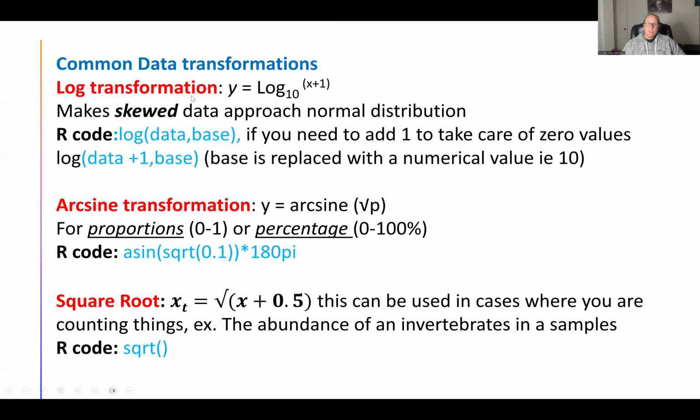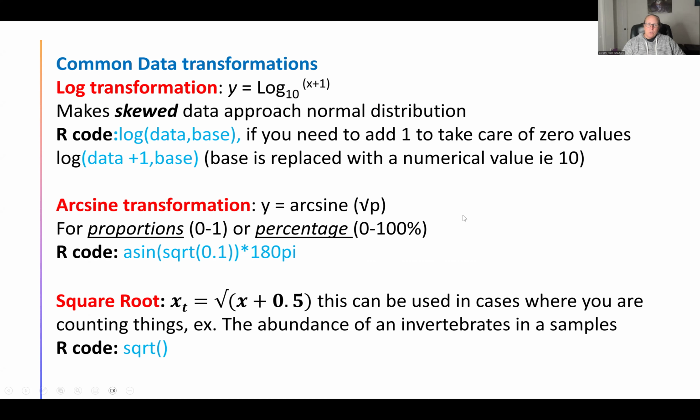There's a log transformation, which takes your skewed data and creates more of a normal data set. This is the code right here, log of data, base. If you need to add 1, say you have like a bunch of zeros in your data, then you have to do data plus 1. Base is replaced with the numerical value of 10. So you would put data plus 1 and then 10. And that's what this log transformation formula is up here: Y equals log of 10 and x plus 1.